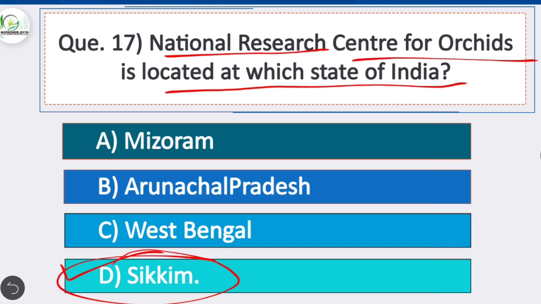The National Research Center for Orchids was established on 5th October 1996 by the ICAR at Pakyong, Sikkim.